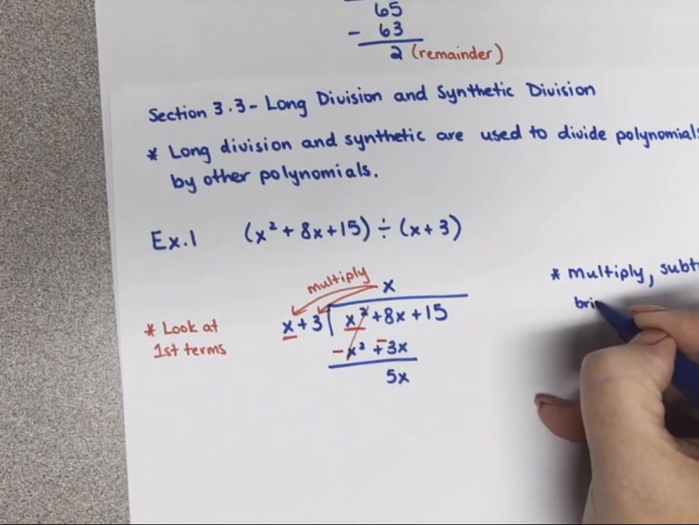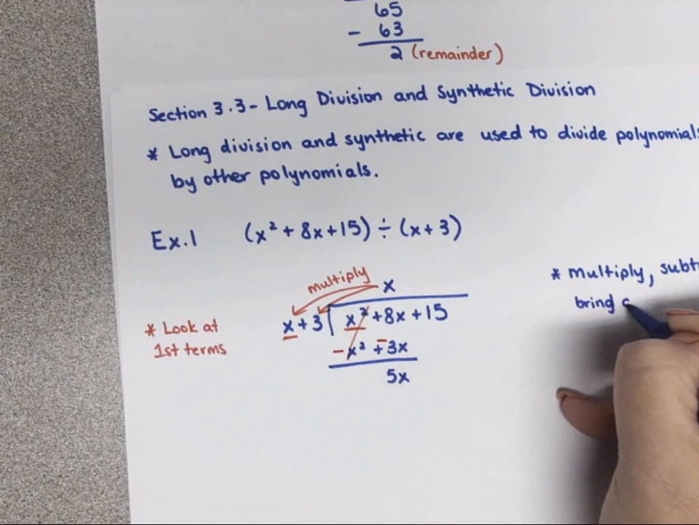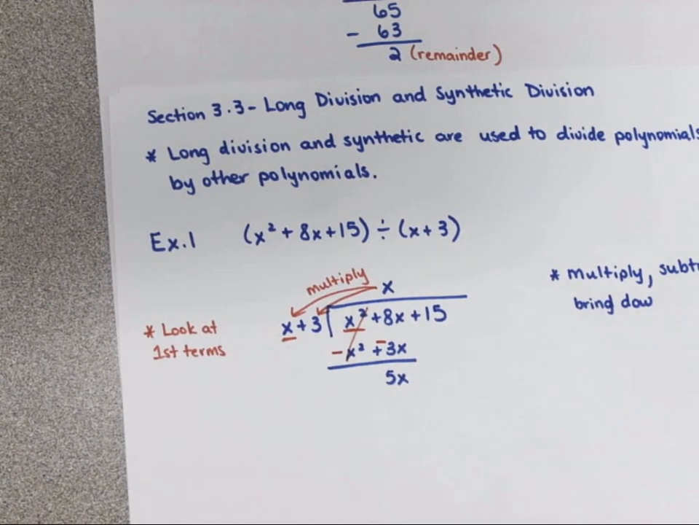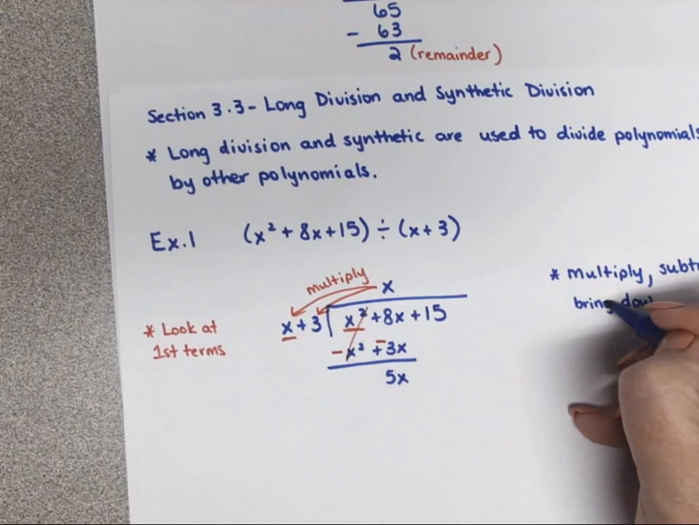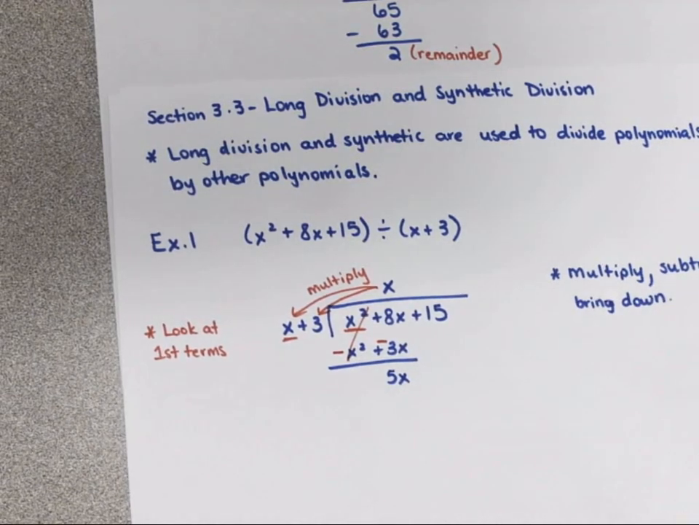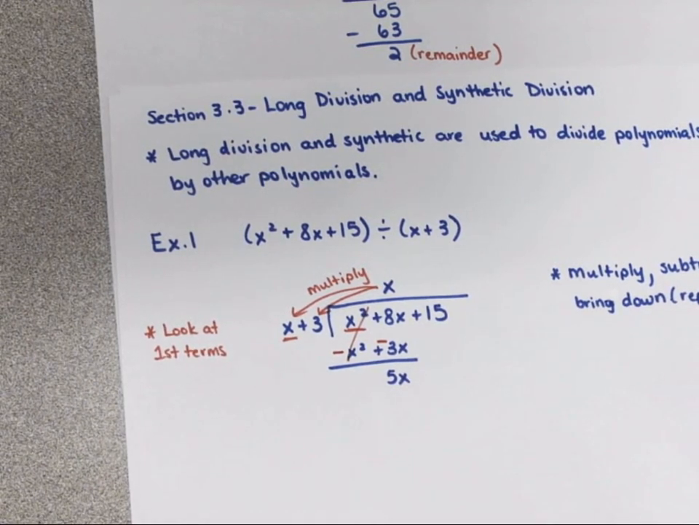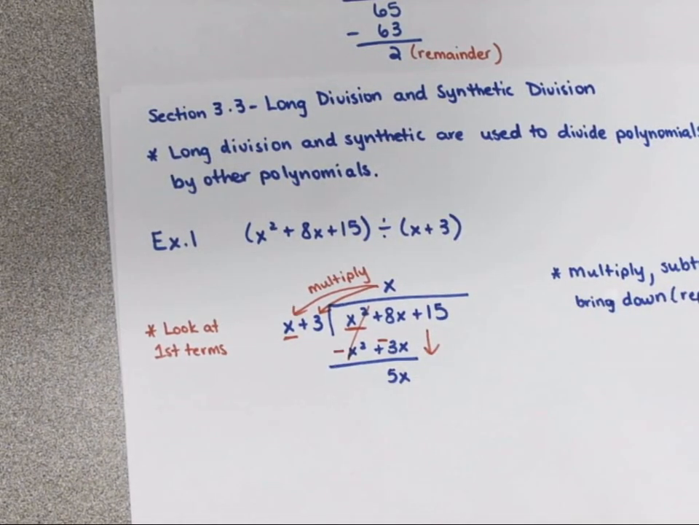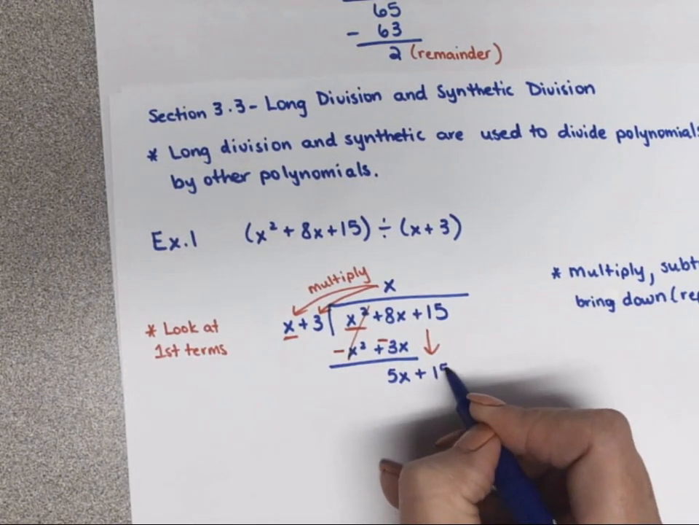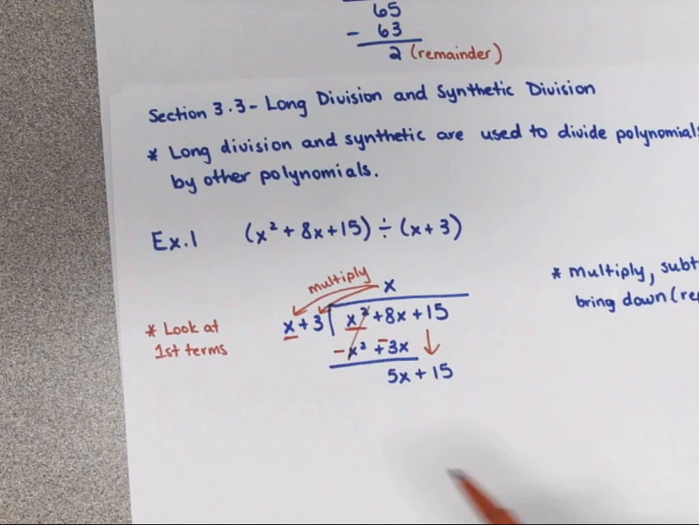Bring down. Okay, and then repeat if necessary. So we'll bring down the next term, right? And it'll be a what? Plus 15. And then we'll do the process all over again.